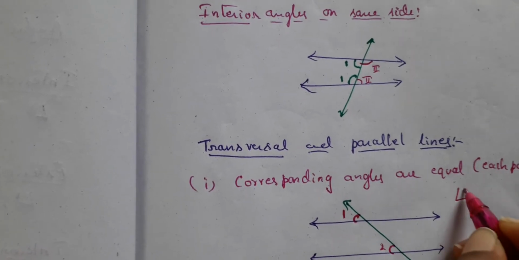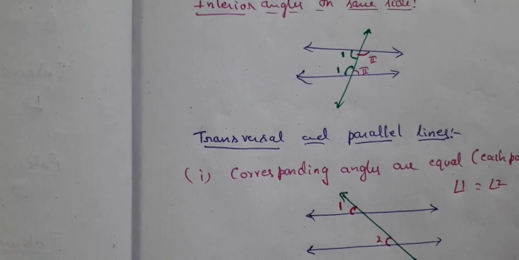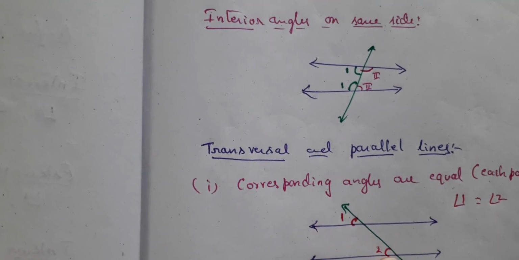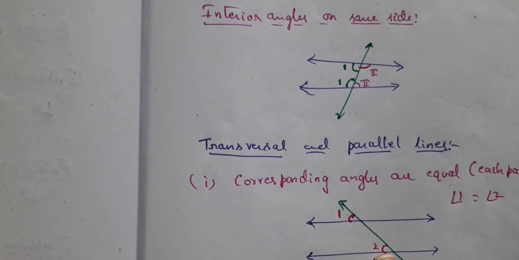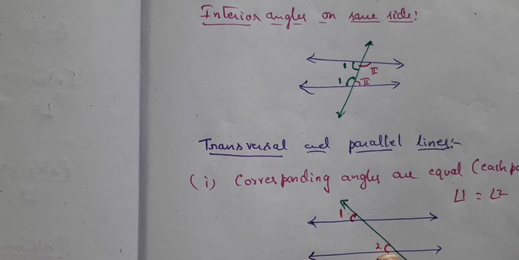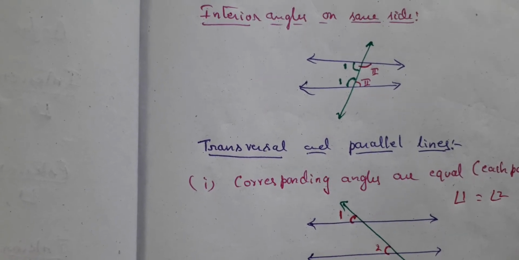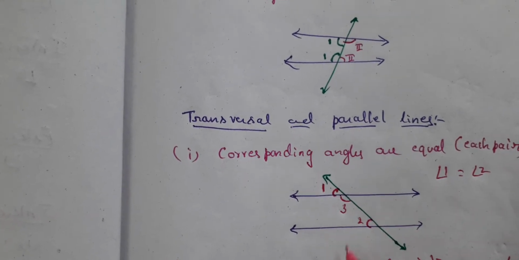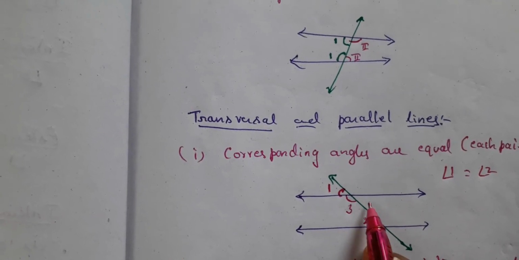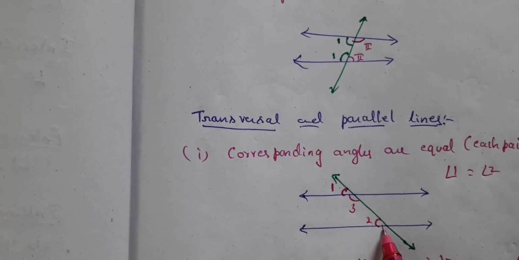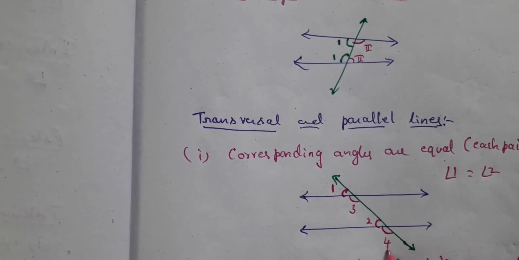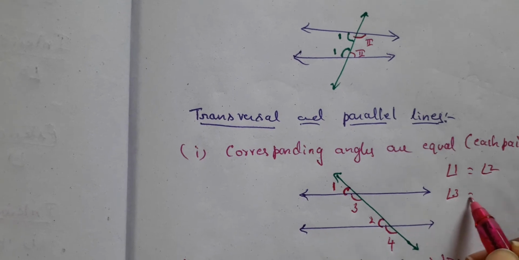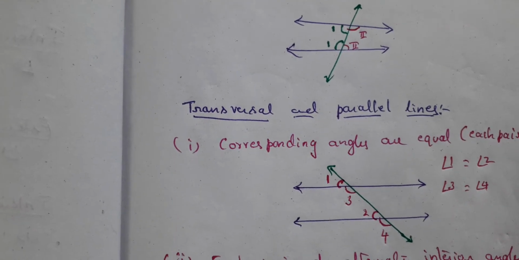So, here angle 1 is equal to angle 2. So, these two are paired. These two are paired. Right. Then next, other corresponding angles, let me take. This is 3. This is interior. On the same side, this is the exterior, 4. So, angle 3 is equal to angle 4.